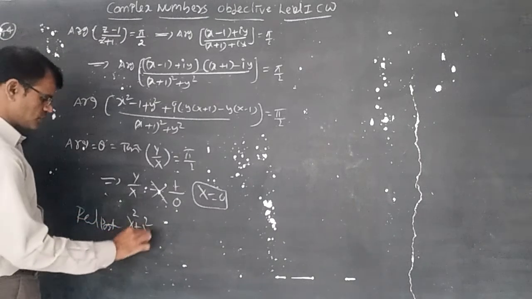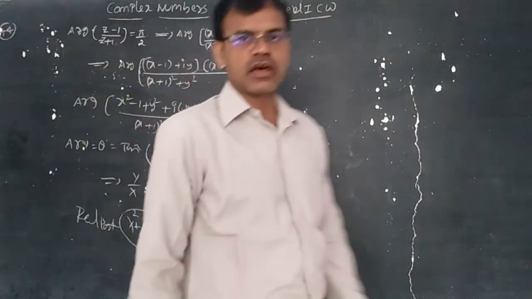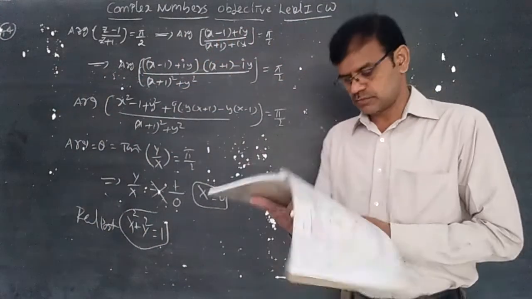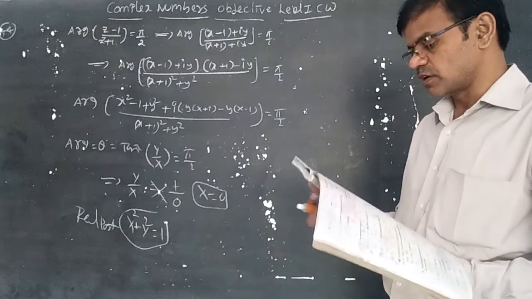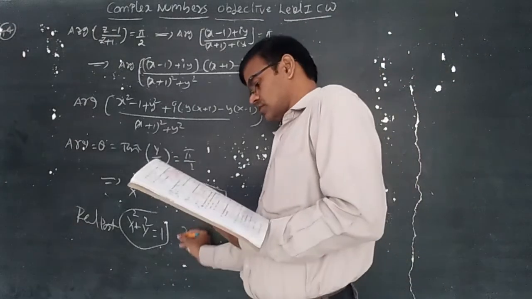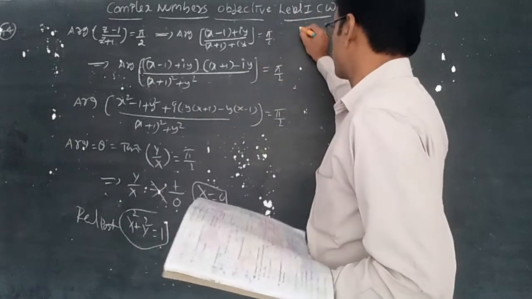Real part equal to 0, so x square plus y square equal to 1. It is a unit circle having center 0, 0. Circle with radius 1 here. So option 2. Option 2.